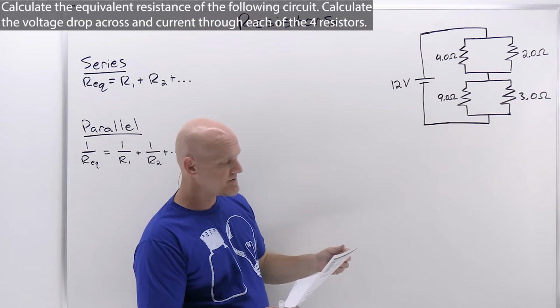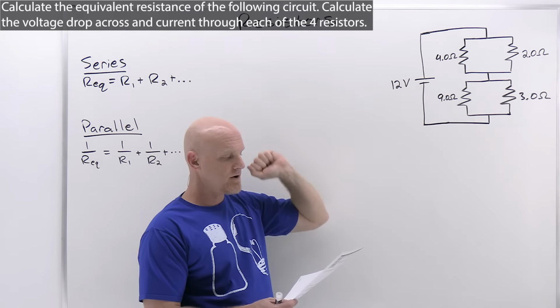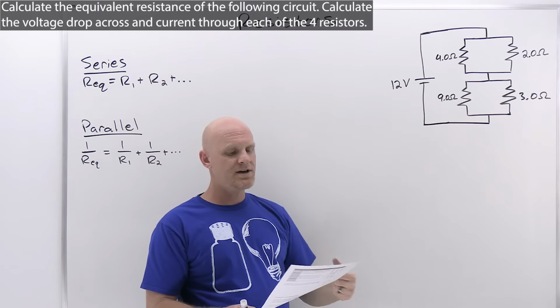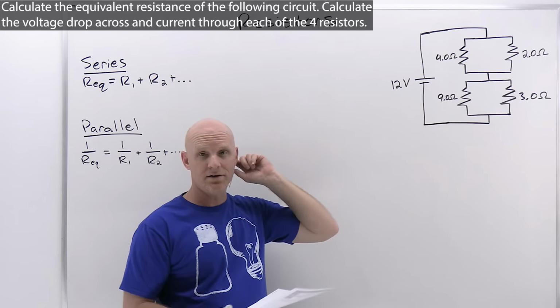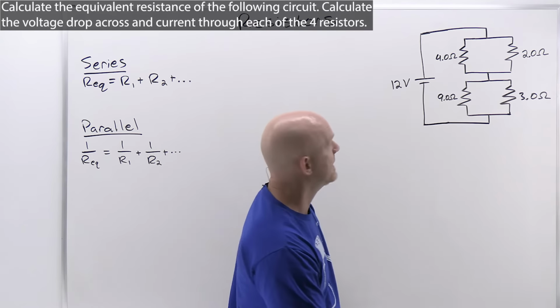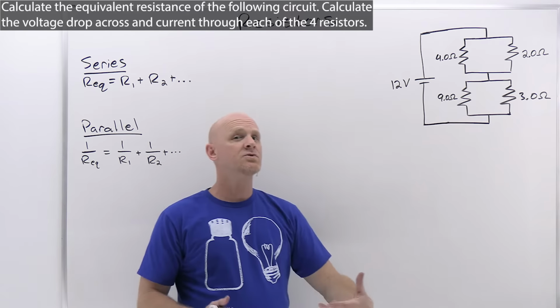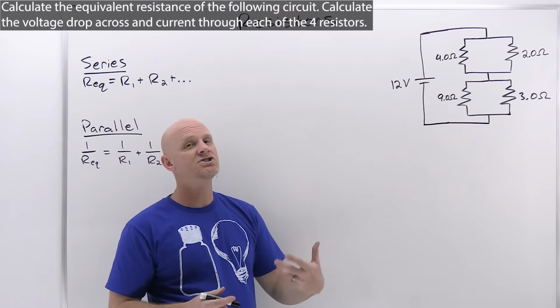The question here is: calculate the equivalent resistance of the following circuit, and calculate the voltage drop and current through each of the 4 resistors. If we wanted to, we could also calculate the power dissipated in any one of these 4 resistors as well. All right, so the first thing we want is the equivalent resistance. We're going to have to do this in steps, it turns out. And sometimes it's convenient to identify junctions.